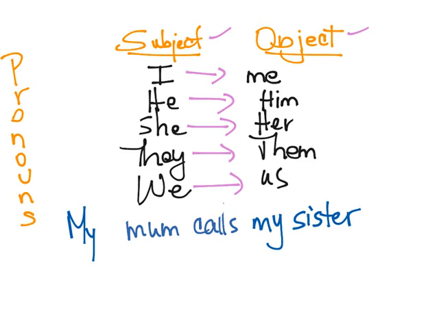Notice in the example, my mom calls my sister. My mom is the subject. Calls is the action of a sentence, that is to say, the verb. And my sister is the object. If we want to replace the nouns mom and sister in the sentence, we need to resort to the subject pronouns. In the case of mom, it is she calls my sister. She calls her.